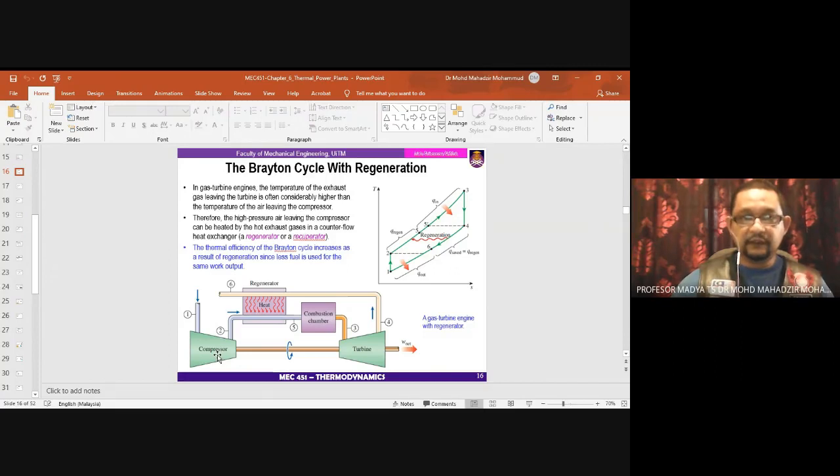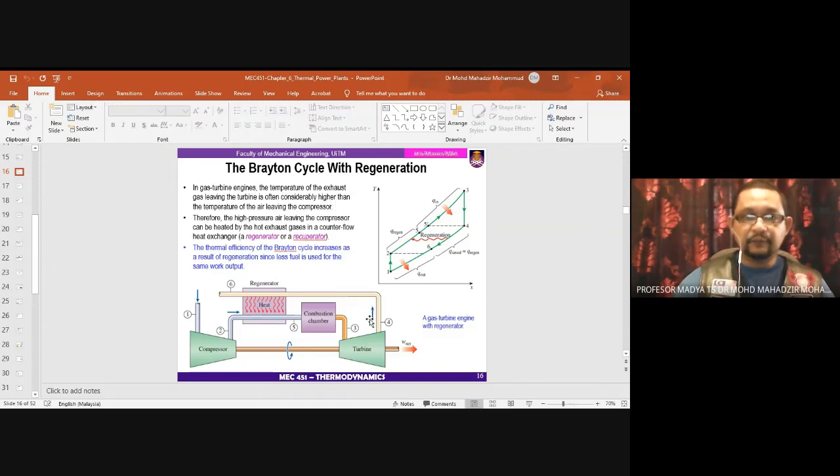And the turbines are also connected to the compressor. Okay, when we want to make the modifications with regeneration, that means we put a device called a heat exchanger after the turbine. The temperature of the exhaust gas leaving the turbine is often considerably higher than the temperature of air leaving the compressor. So by this concept, we can take it as an advantage.